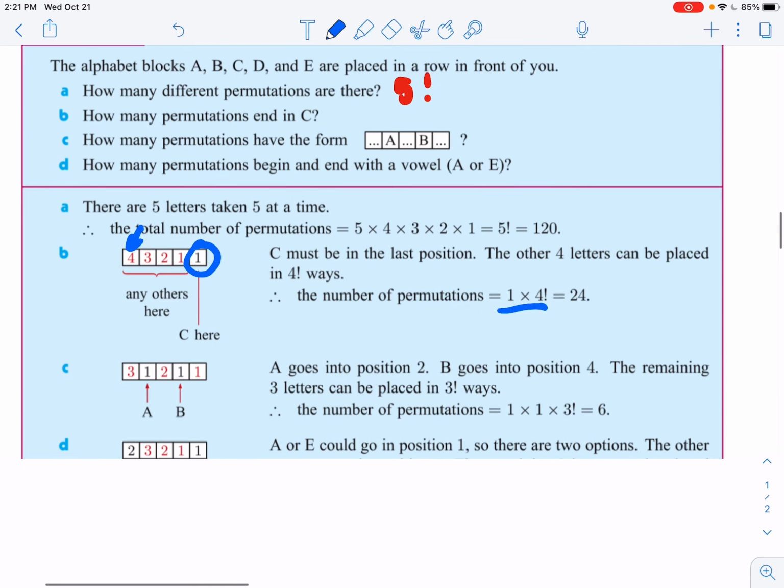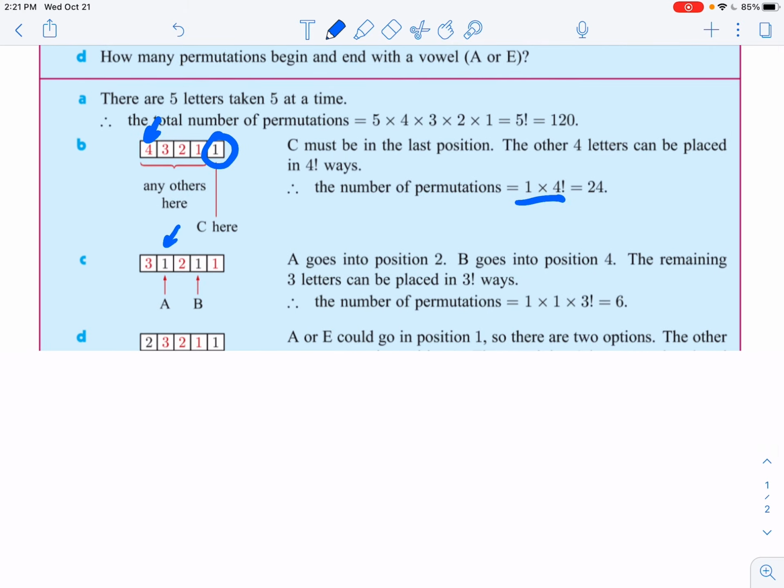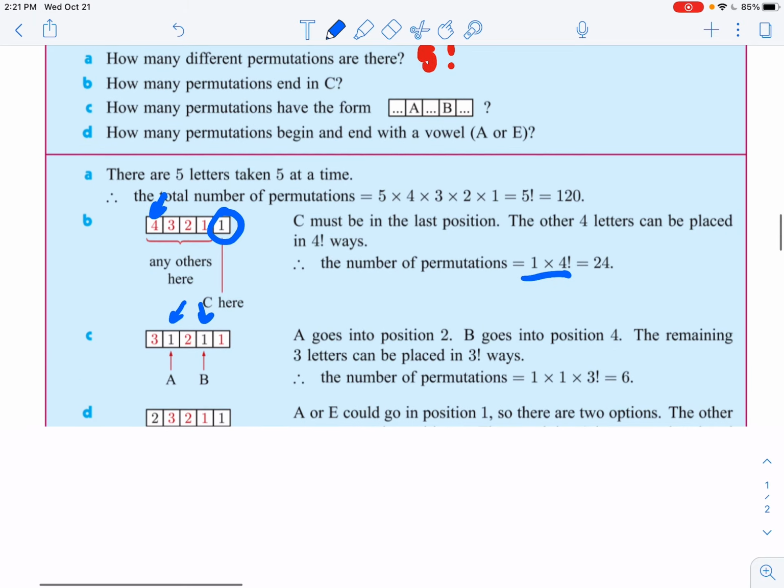And then they ask, how many permutations have the form blank A, blank B, blank? Well, same idea here. They filled in these because those are already decided for you. One of them was an A, the other one was a B. And then you have 3 choices for the first one, now 2 choices for the second one, and 1 choice for the last.